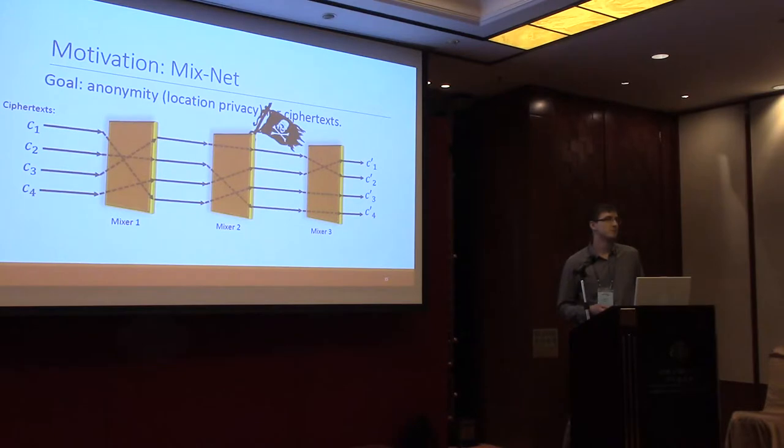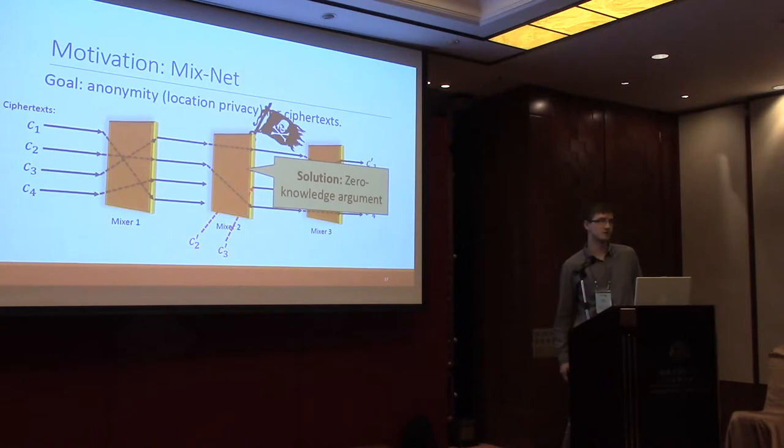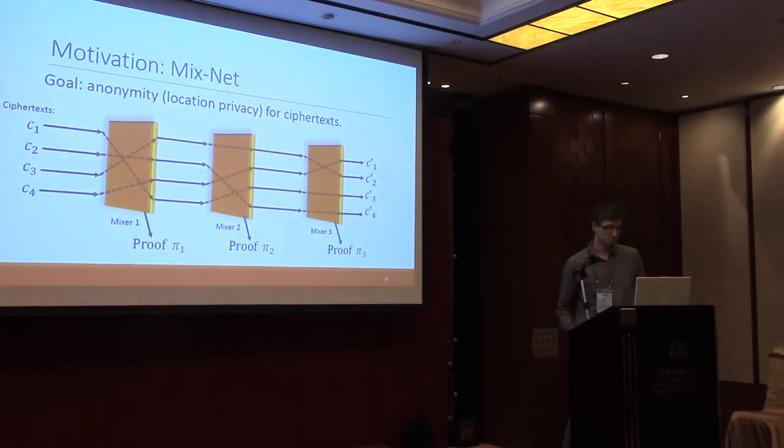But what if one of the mixers is malicious? It turns out that this mixer can completely break the system. For example, he can generate his own ciphertexts, and in this type of framework, you would have no way of finding out that something went wrong. And the solution for this is a zero-knowledge argument. Essentially, we want each mixer to output a proof, preferably a non-interactive proof that you can verify maybe even a long time after those mixers are gone.